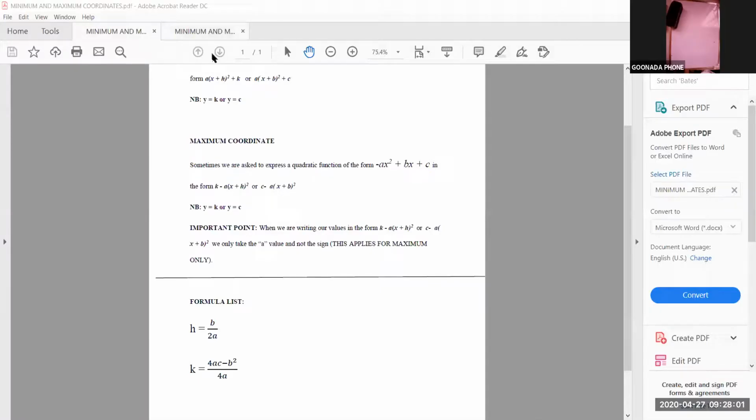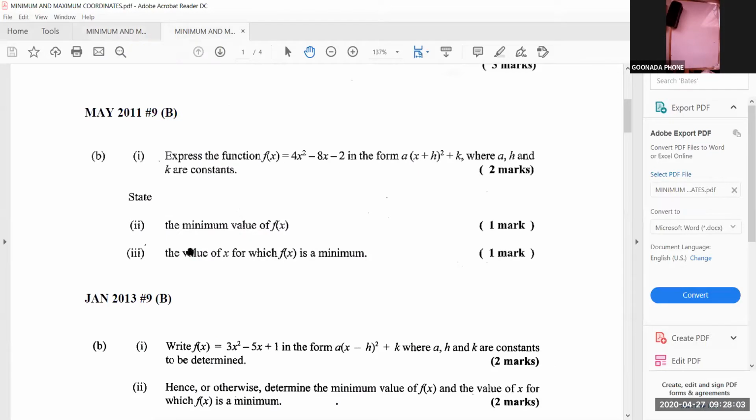Okay, let's just quickly go back to the question. So the other parts of the question ask us for the minimum value of f of x. So that was the y value. And remember, y is equal to k, right? And then we are also asked for the x value. So let's see how we do that. Let's go back to the whiteboard.